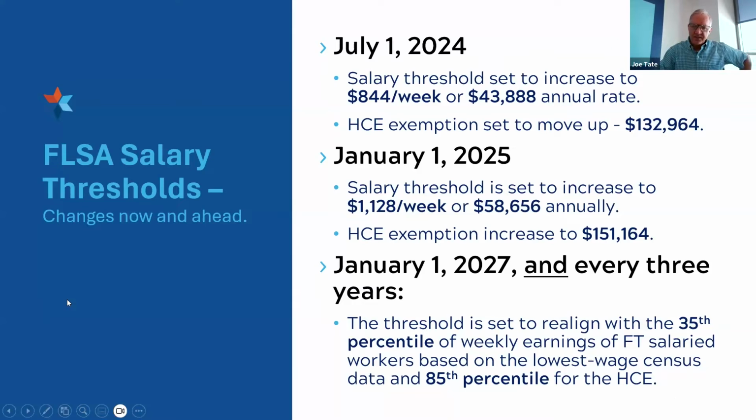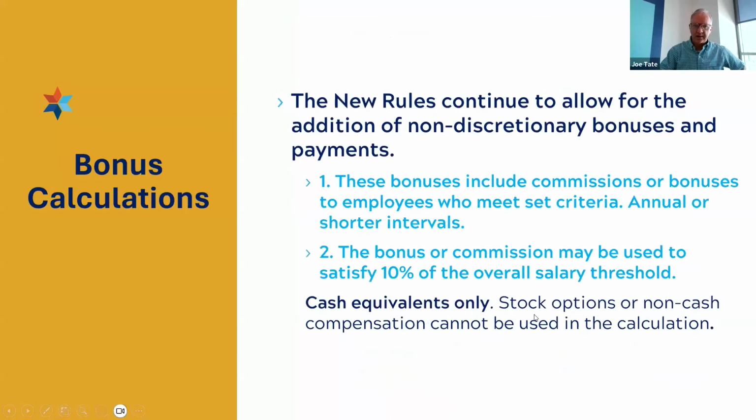The other thing that happens is that every 3 years, starting January 1st, 2027, and every 3 years after that, they're going to take Department of Labor statistics and realign it to the 35th percentile of weekly earnings for the lower salary threshold, and then the HCE exemption would be bumped up to the 85th percentile. So as overall national salaries increase, it would increase every 3 years, the way it's written today.